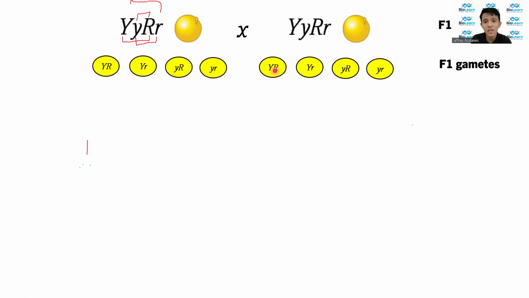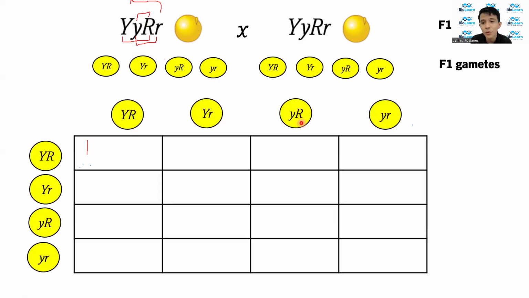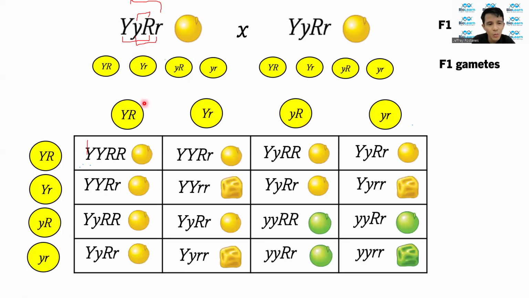And then you will get the same gametes for the second parent because it's just the same genome. Now, you may pause this video and try to do the cross on your phone. Then again, we're going to combine Y to Y and then R to R. So this is how it's going to appear. Now, I want you to identify, again, this is the F2 generation, the genotypic ratio and phenotypic ratio. You may pause this video and try to do it on your own.